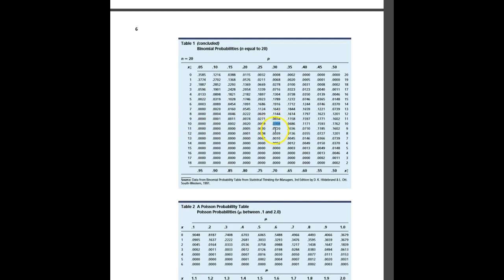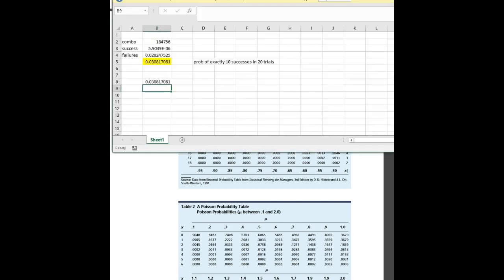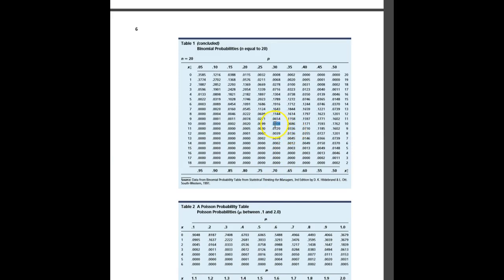0.0308. Okay? So now we go back. What did we get? 0.0308 when we hand calculated it. 0.0308 when we used the Excel version. And now we've got 0.0308 in our table. So there are multiple ways to figure out these values. These tables are really, really nice when it comes to doing cumulative probabilities.